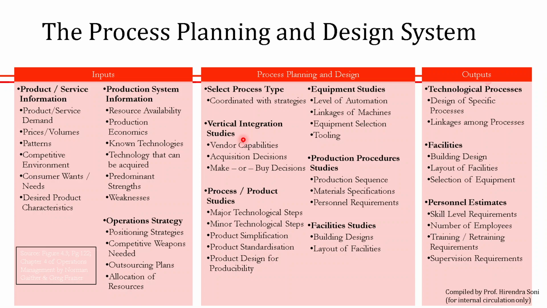Process or product studies related to major technological steps, minor technological steps, product simplification, product standardization, product design for producibility. These kinds of aspects would be taken care of when we talk about process planning and design. This also will talk about your facility layout and facility location, which we are going to look at in detail in later chapters. Fine up to this? Can I move ahead?